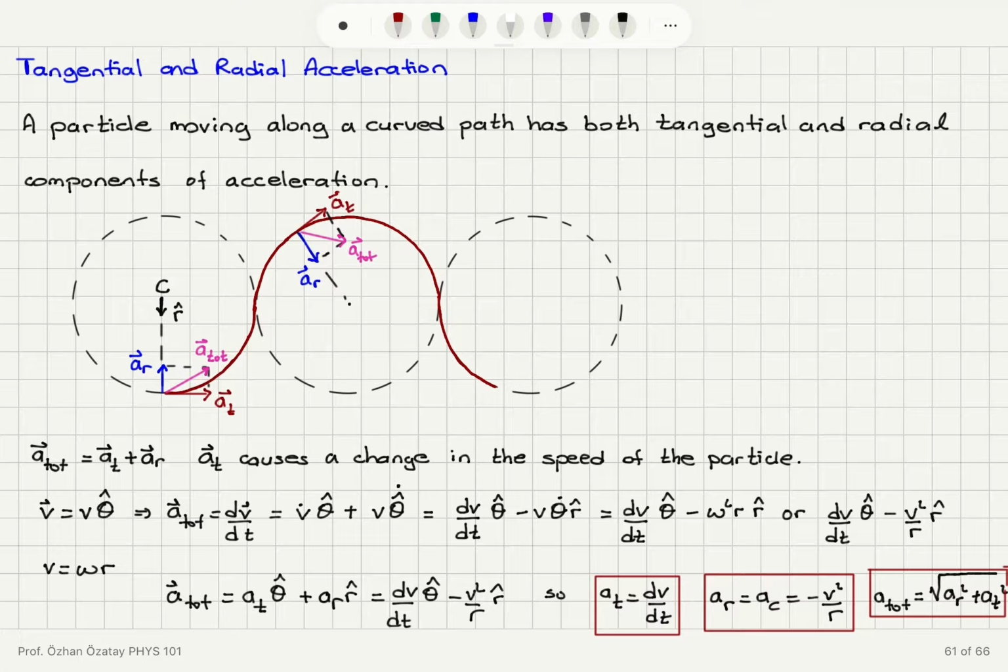When we talked about uniform circular motion, we decided that we only have one type of acceleration, which is the centripetal acceleration, that is in the minus r hat direction. So the acceleration only has a radial component, and there is no tangential component. Now, if we talk about a particle moving along a curved path, we will see that the acceleration will have both tangential and radial components.